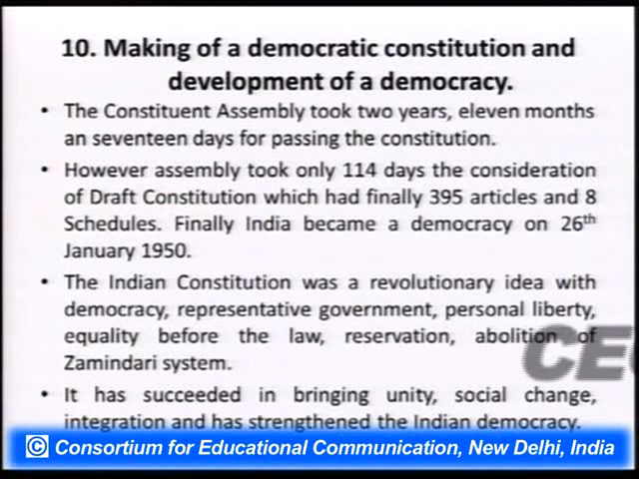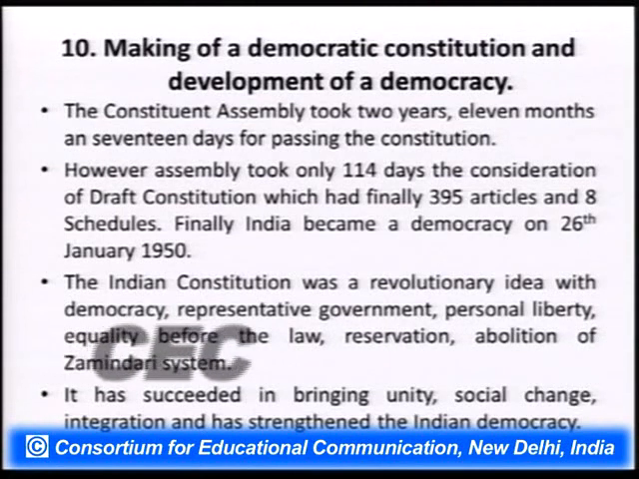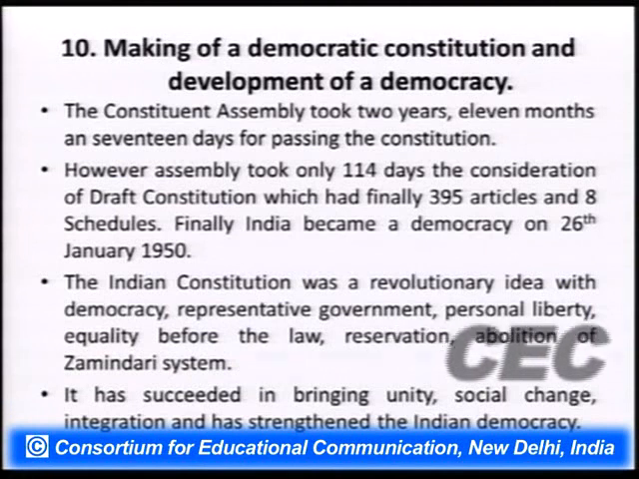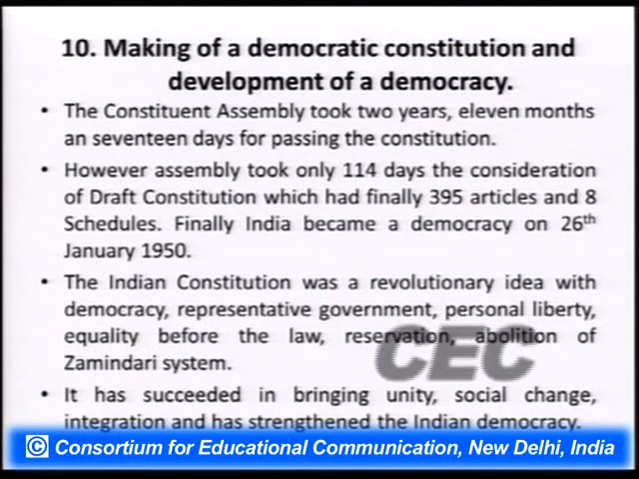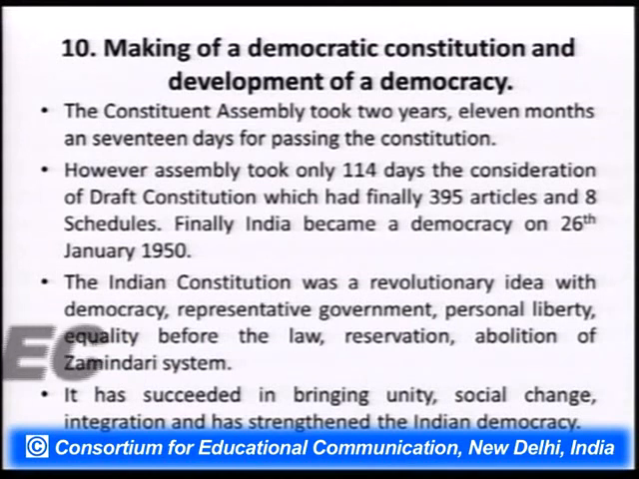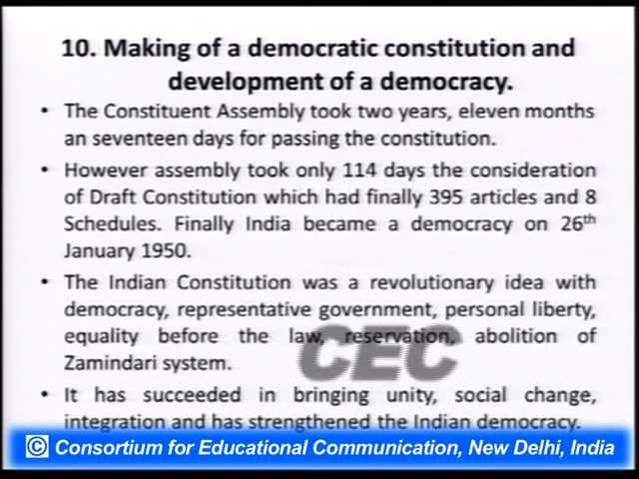The Assembly took 114 days for the consideration of the draft constitution, which finally had 395 articles and 8 schedules. Finally, India became a democracy on 26th of January 1950 when we promulgated our constitution. The constitution began on 26th of January 1950.